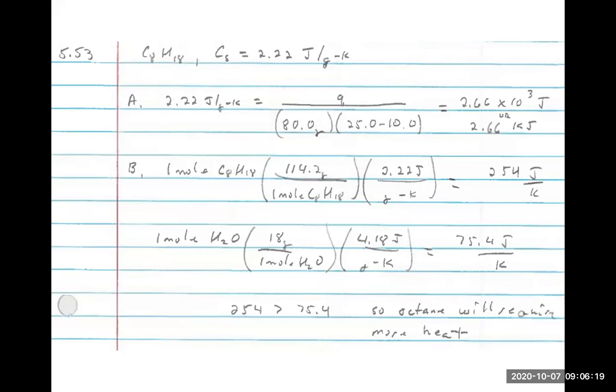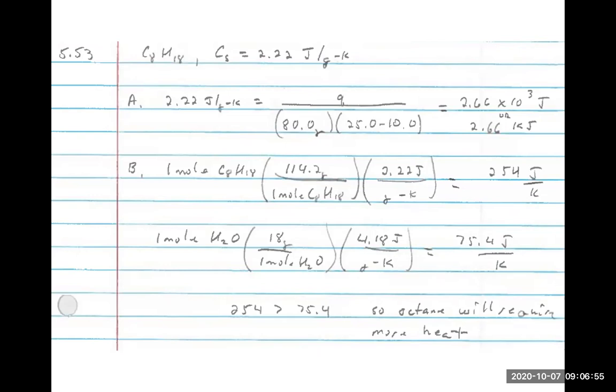And so the 114.2 is the molecular weight of octane. So if we did 8 times 12 plus 18 times 1, that should be 114. So now we've converted moles of octane into grams of octane. Then we use the constant that we were given, the 2.22 joules per gram Kelvin. We do that math and our gram units cancel, and now we have joules per Kelvin, and we get 254.